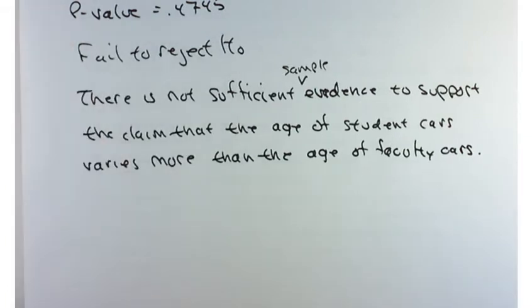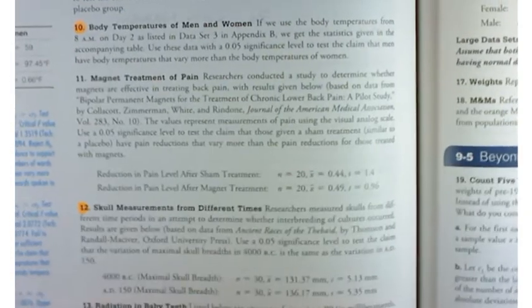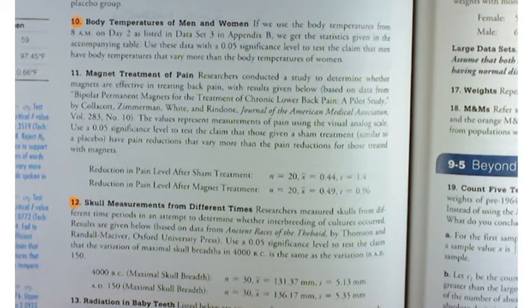Let's try one more like this, and I'll give you a choice. We could do body temperatures of men and women or skull measurements. This is a kind of an anthropology study comparing skull measurements from skulls that are 4,000 years old, or actually 6,000 years old, to those that are much more recent. So, any favorites, 10 or 12? 12? All right, cool. Let's go with that one.